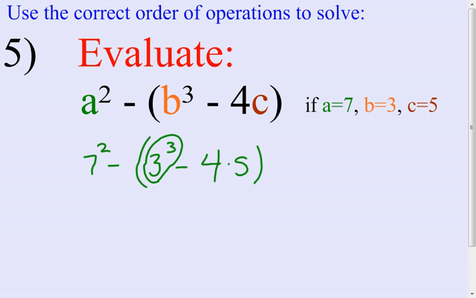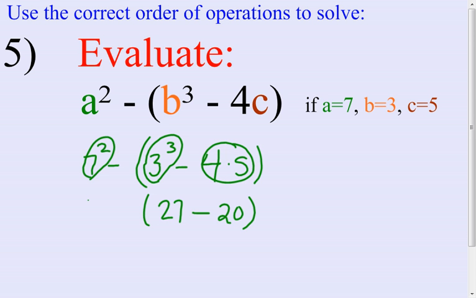So 3 to the third, be careful, is not 3 times 3. It is 3 times itself 3 times. So that means 3 times 3 times 3, which is 27 there. Not 3 times 3, which is 9. Minus, and then I'm going to multiply. 4 times 5 is 20. Outside the parentheses, I have the 7 squared, which is 49. So now I have 49 minus what's inside the parentheses I have to do next. 27 minus 20 is 7. And 49 minus 7, of course, we know is 42.